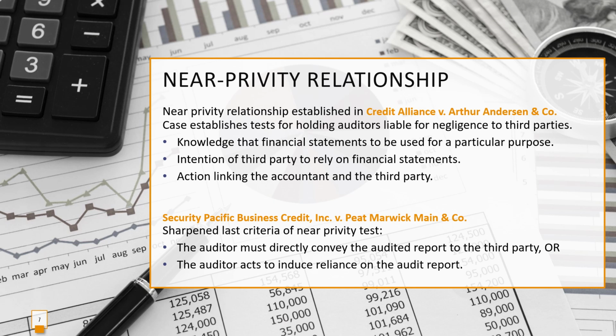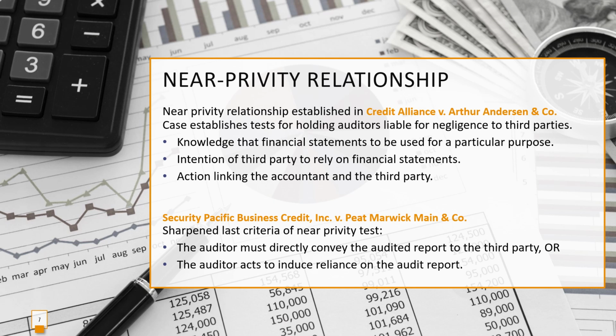The case established tests for holding auditors liable for negligence to third parties. First, the auditor must have knowledge that financial statements would be used for a particular purpose. Then, there must be an intent of the third party to rely on the financial statements. And third, there must be an action linking the accountant and the third party that proves that the accountant knew of the third party's reliance. Like in the Credit Alliance case, where there was communication between Credit Alliance and Andersen.